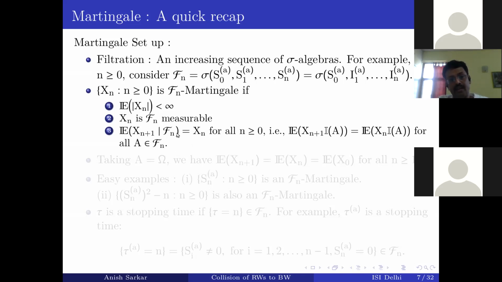If I know that, what is the conditional expectation of the next step? If the next step is the same as what happened at the nth step, then we call it a martingale. And this definition is essentially a formal way of saying: the expectation of Xn plus 1 times the indicator of A is the same as the expectation of Xn times the indicator of A, for all A in the set Fn.